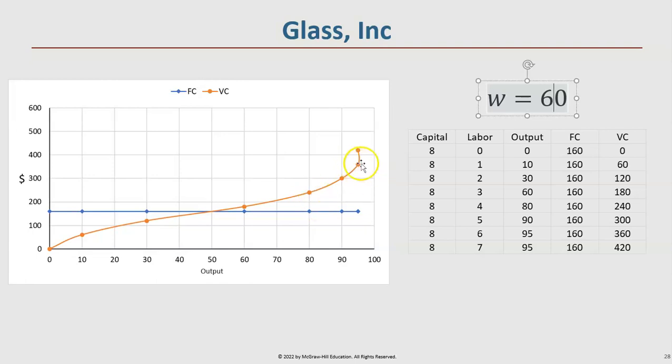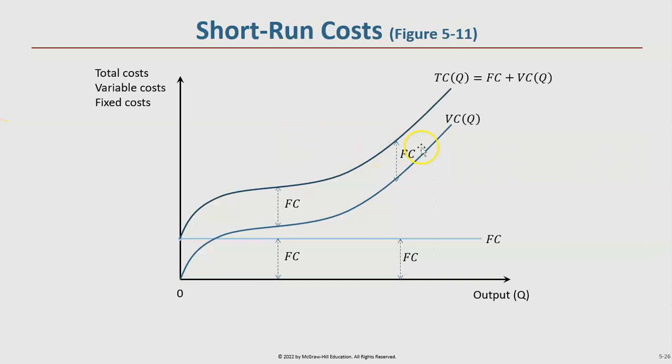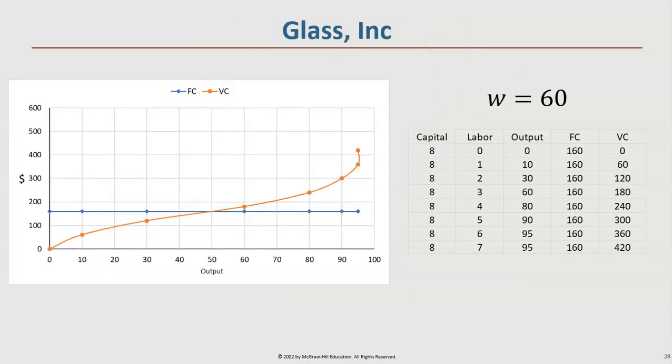Okay, you can see that they're beginning to turn back, and that means that we're getting close to the third stage of production, which is not shown in figure 5.11 in the textbook. But that third stage of production would result in the variable cost curve curving back on itself. Higher cost and less output.